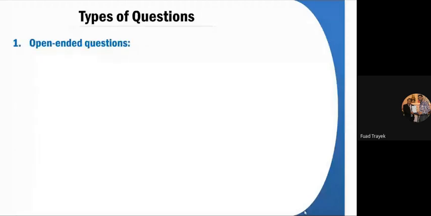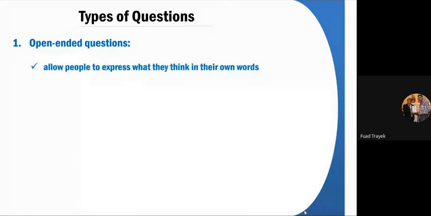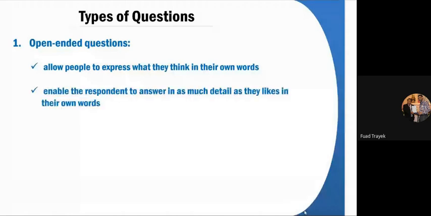Now, regarding the types of questions we could use in the survey, there are two types. The first type, we call open-ended questions, where we allow respondents to express what they think in their own words. They can just write whatever they think. It also enables respondents to answer in as much detail as they like. We will see the difference between open-ended and closed-ended next.